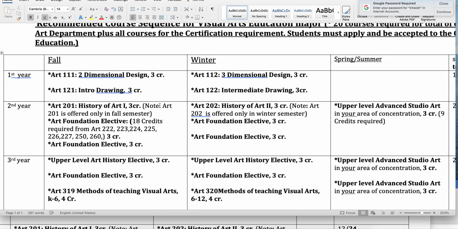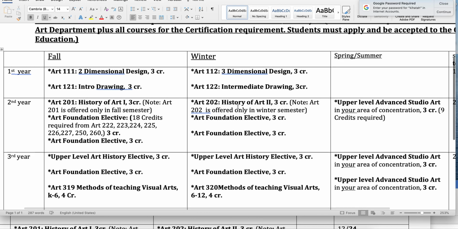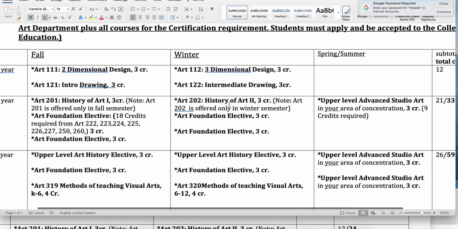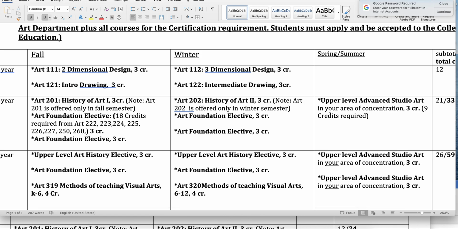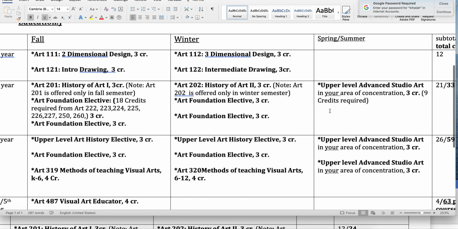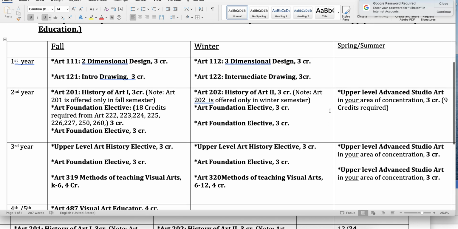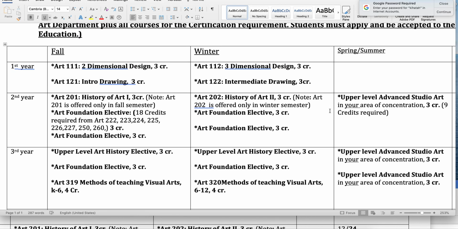Okay, and 201, 202, just like I talked about. 201 is only offered in the fall, and 202 is in winter. And I even have a couple of upper level advanced studio courses here in the spring and summer, because you'll be packed with courses to take. This will keep you very busy as a visual art education major, because you don't have a minor.